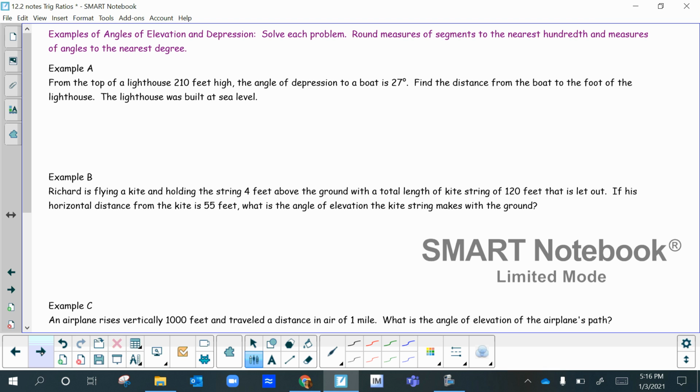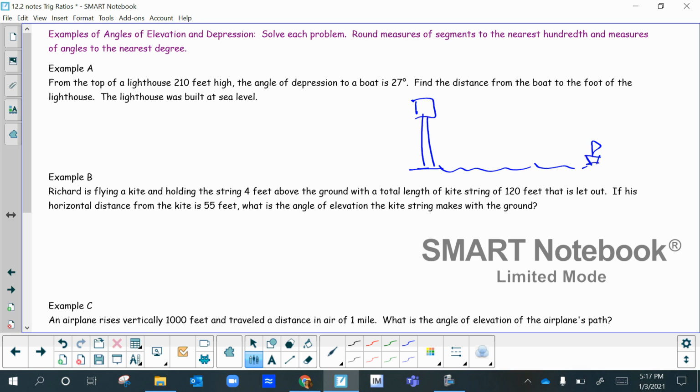So we're going to use angle of elevation and depression to solve each problem, okay? And the best thing that you should do is draw a picture. Okay, so this first one, it says, from the top of a lighthouse, 210 feet high, the angle of depression to a boat is 27 degrees. Find the distance from the boat to the foot of the lighthouse, okay? Lighthouse was built at sea level. So we want to draw a picture. Okay, so here's the lighthouse. Okay, and then let's say the water goes straight up to it, and then here's the boat. All right, and so somebody's up here in the lighthouse.